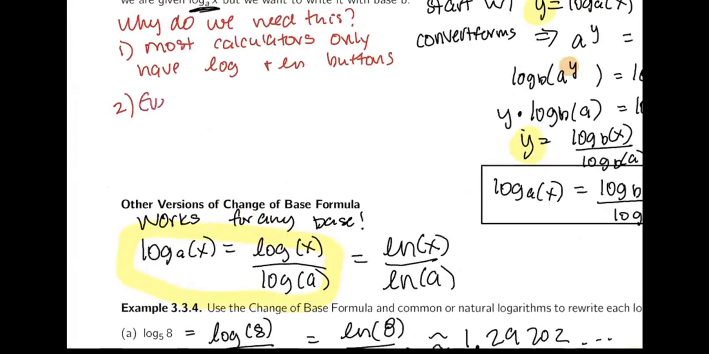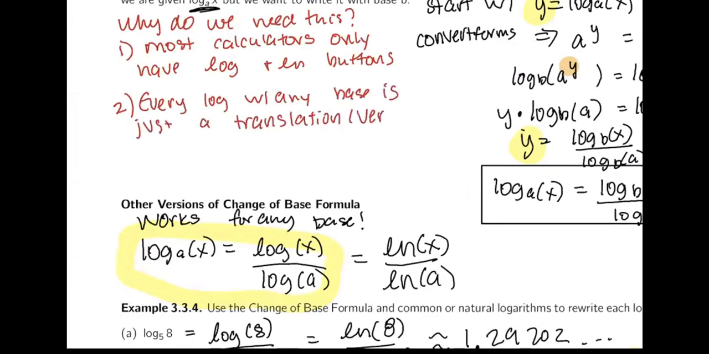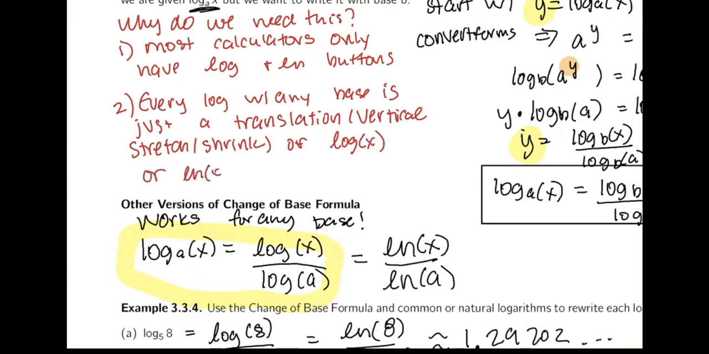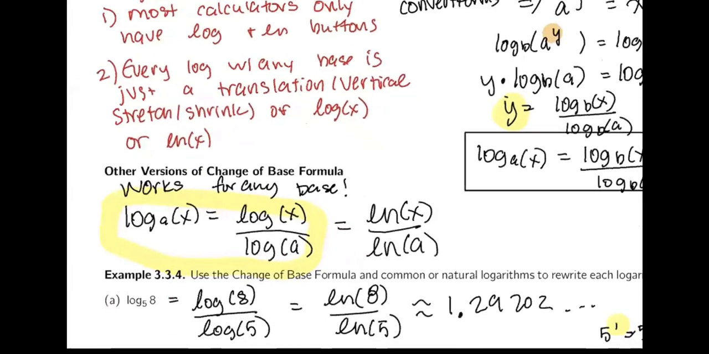So the other reason why this is cool is that every log with any base is just a translation, a vertical stretch or shrink of our log x or ln of x. And actually it's both of them, but a different stretch on both of them. And I want to show you that in a graph. So before we go, I'll just remind you that the way that we got from one to the other was dividing by a log, right?